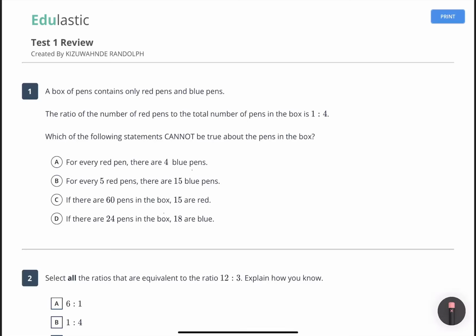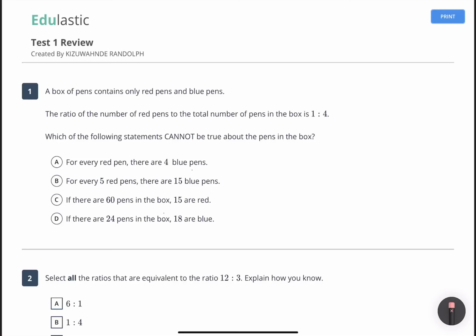So let's look at number one. Number one is a multiple choice question, which means that only one answer is correct. All right, so let's read over it. A box of pens contains only red pens and blue pens. The ratio of the number of red pens to the total number of pens in the box is 1:4. Which of the following statements cannot be true about the pens in the box?